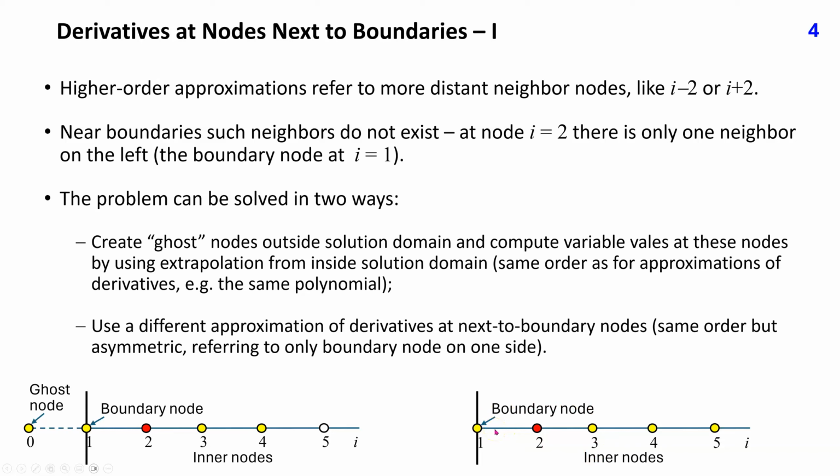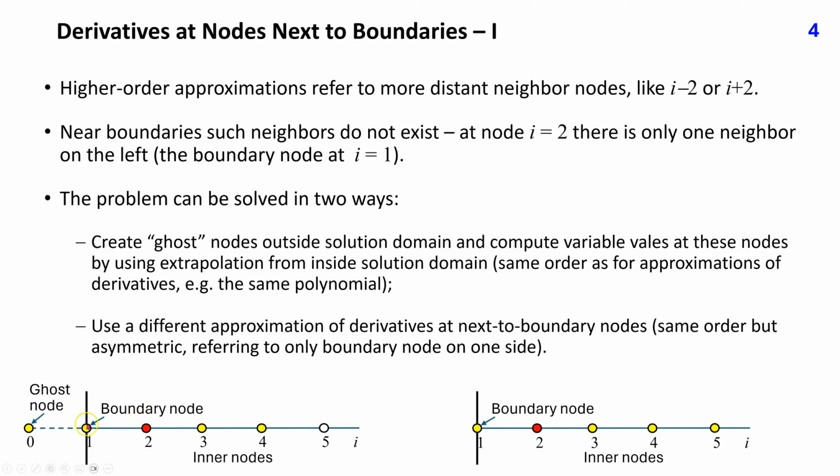The problem can be solved in two ways. One is to create ghost nodes outside solution domain, as shown in this figure. One can then use standard approximations for derivatives at node I equal 2, but variable values at the ghost nodes must be obtained by extrapolation using, for example, polynomial fitting through the boundary node and a certain number of internal nodes.